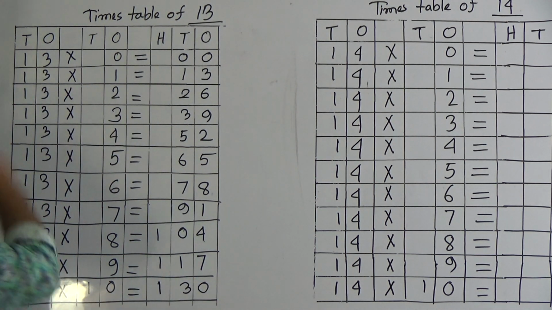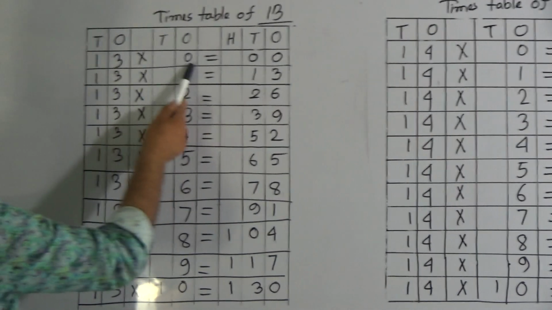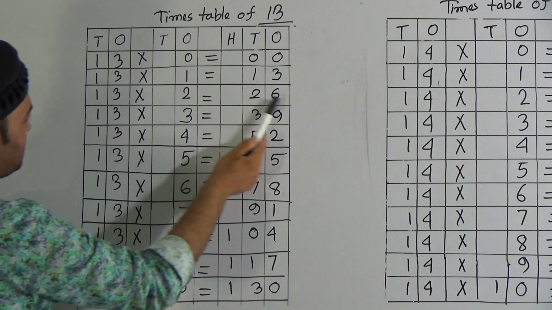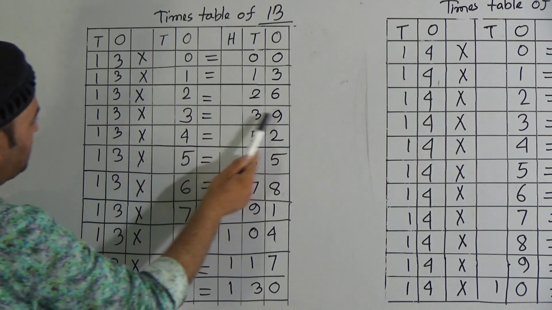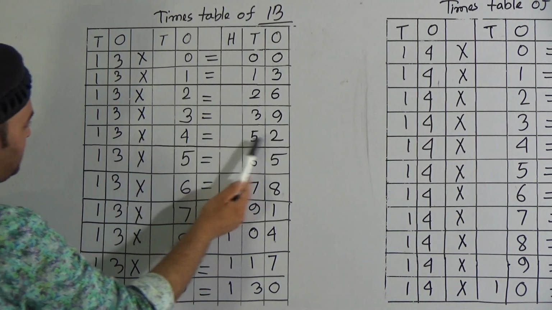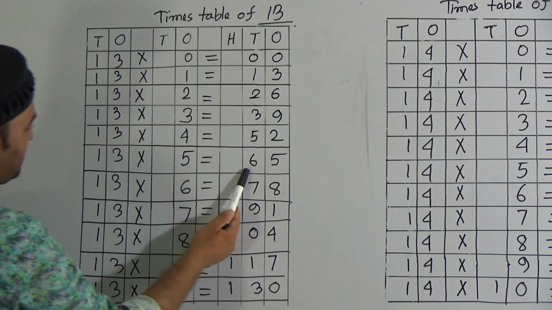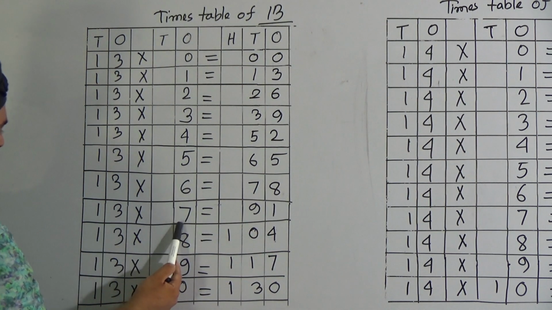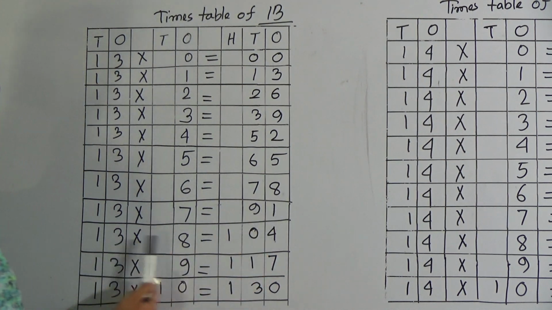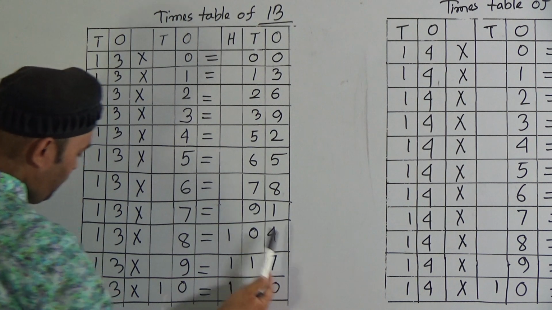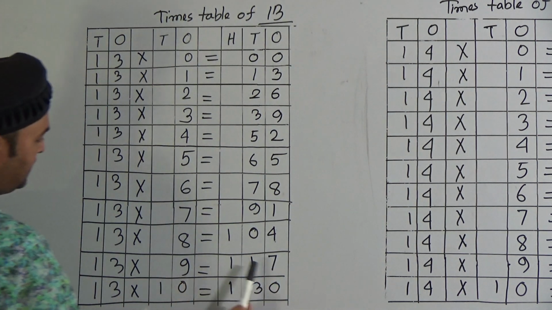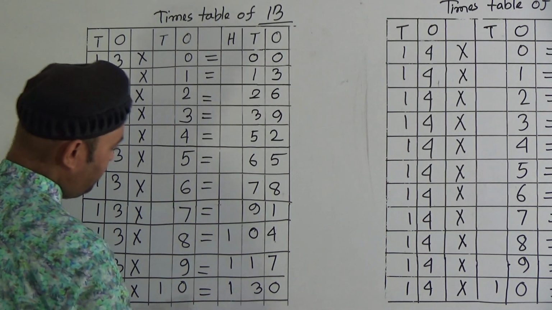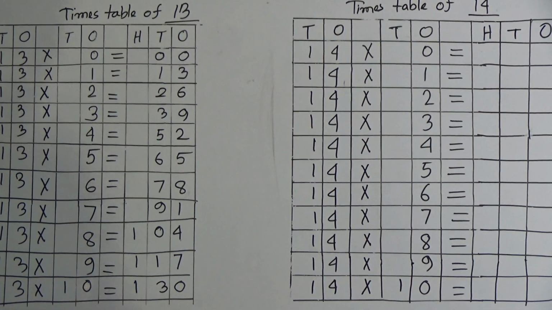Now again read out the times table of 13. 13 zeros are 0. 13 ones are 13. 13 twos are 26. 13 threes are 39. 13 fours are 52. 13 fives are 65. 13 sixes are 78. 13 sevens are 91. 13 eights are 104. 13 nines are 117. 13 tens are 130. Practice it at your home more and more.